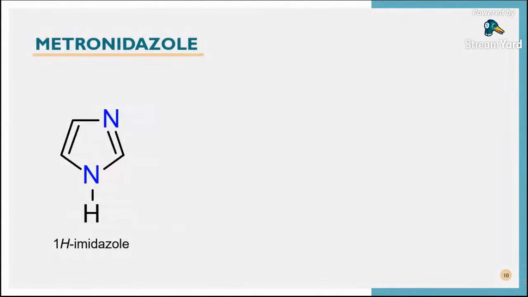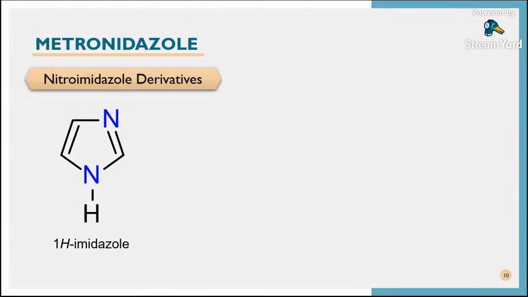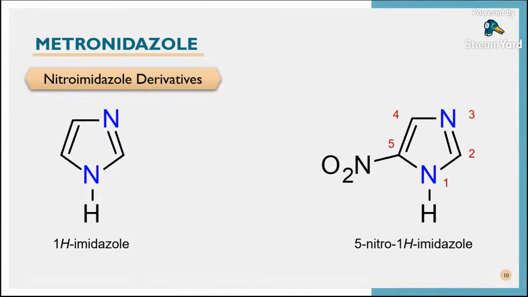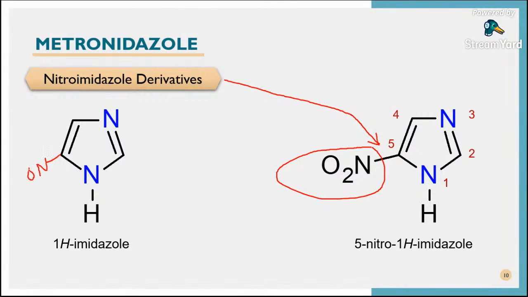So metronidazole is an imidazole derivative and it is an example of a nitroimidazole derivative. So this is the structure of a nitroimidazole derivative. Always remember you have to add a nitro group on the last carbon atom, that is on the 5th number carbon atom. So this is the imidazole ring and here at number 5 you have to add the nitro group, so it will become nitroimidazole. It's very easy to remember the structure of nitroimidazole. You have to go step by step.